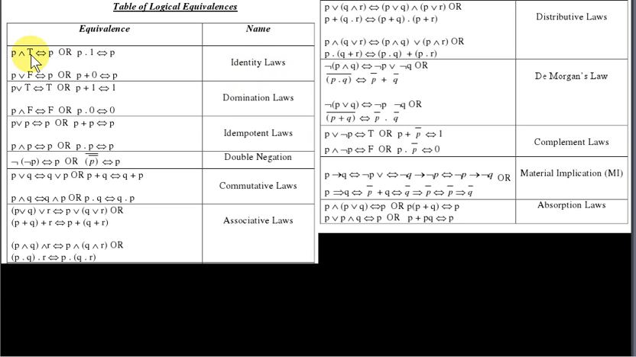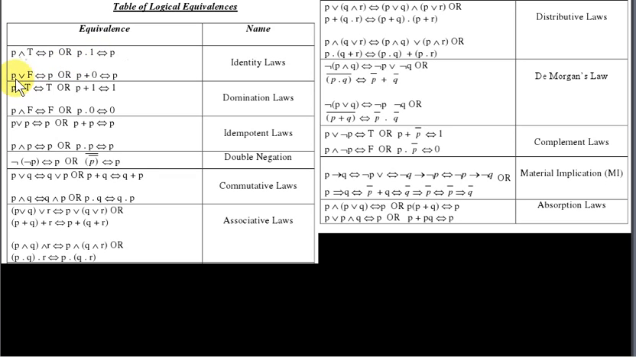P and T is equivalent to P. We can write that in a different notation. This AND operator is written as a dot, as we've seen in earlier videos.